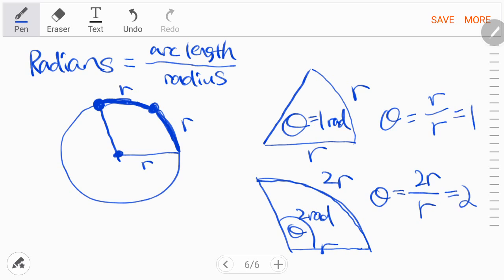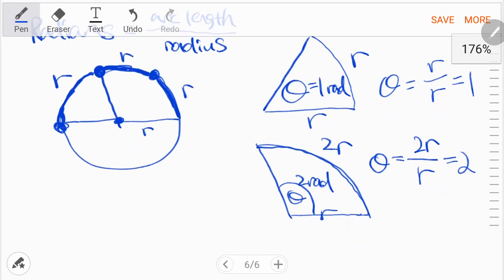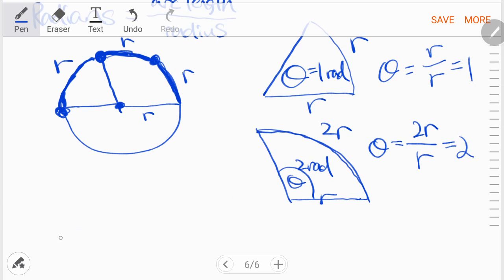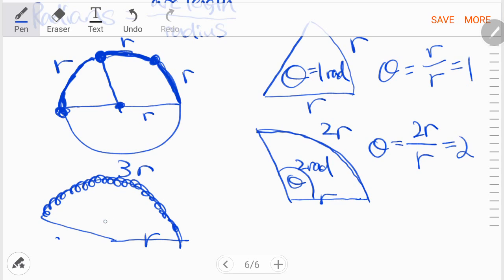Now let's continue. If I walk another r, then I have all the way here. If I draw that one, I would have something like this, where my arc length, which is this part, is now 3r, and my radius is r. So my angle theta is going to be 3r over r, which is 3. So my angle is equal to 3 radians.